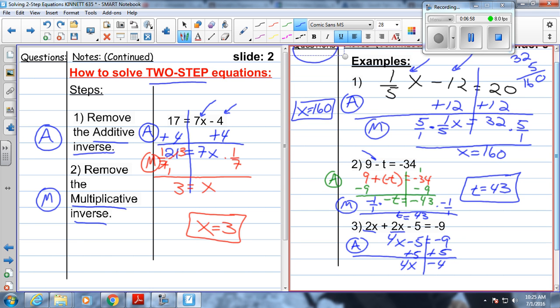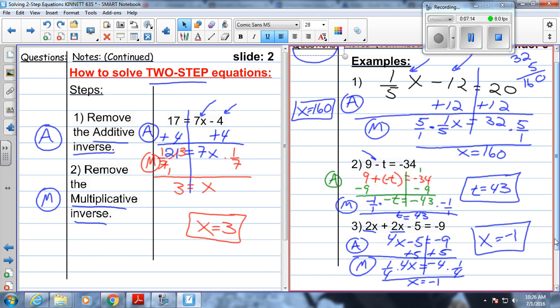Bring down the 4x, bring down the equals, multiplicative inverse is 1/4. And a negative times a positive is a negative. And that reduces to 1. So the answer for this is x equals negative 1. So that was just starting to show us what's going to happen in our future lessons here. We have to combine our like terms first.